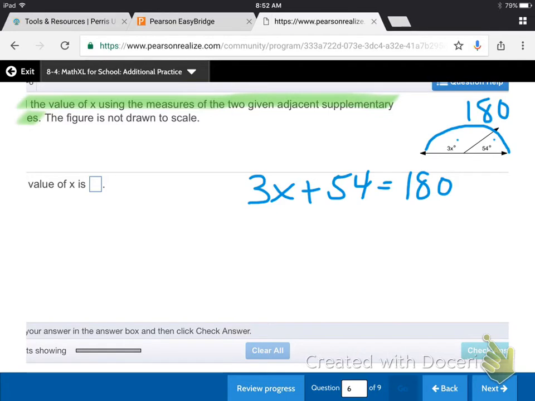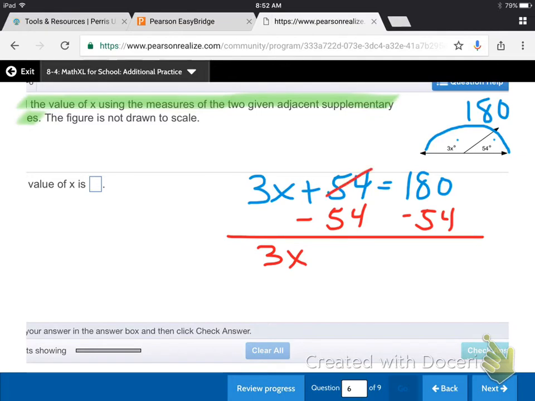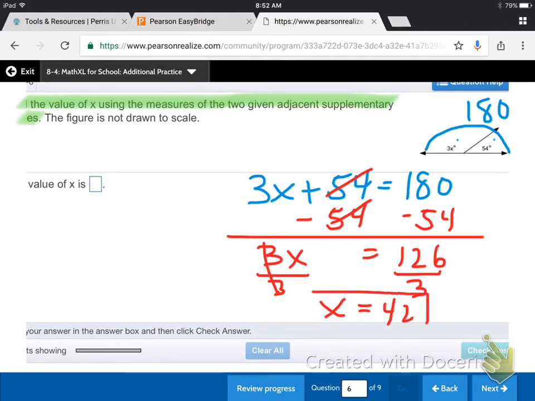So we're solving for x, right? So we have to now do what we know how to do. Subtract 54 first from both sides of the equation and bring down our 3x. The 54s cancel. So 3x equals 180 minus 54, which is 126. And now we're finally going to divide by the coefficient of the variable, which is 3. The 3s cancel, and that leaves us with x equals 126 divided by 3, which is 42. So the value of x is 42. Just like that. Easy. Good job, boys and girls.